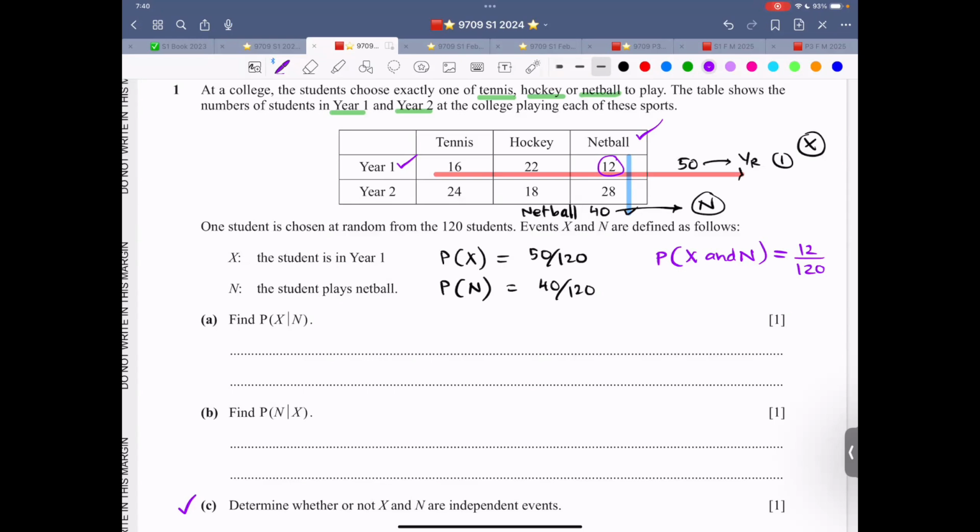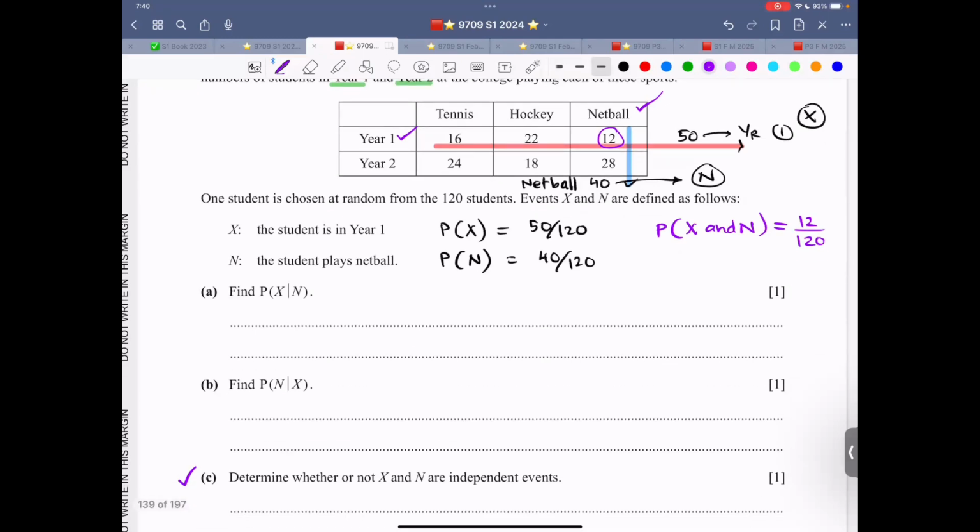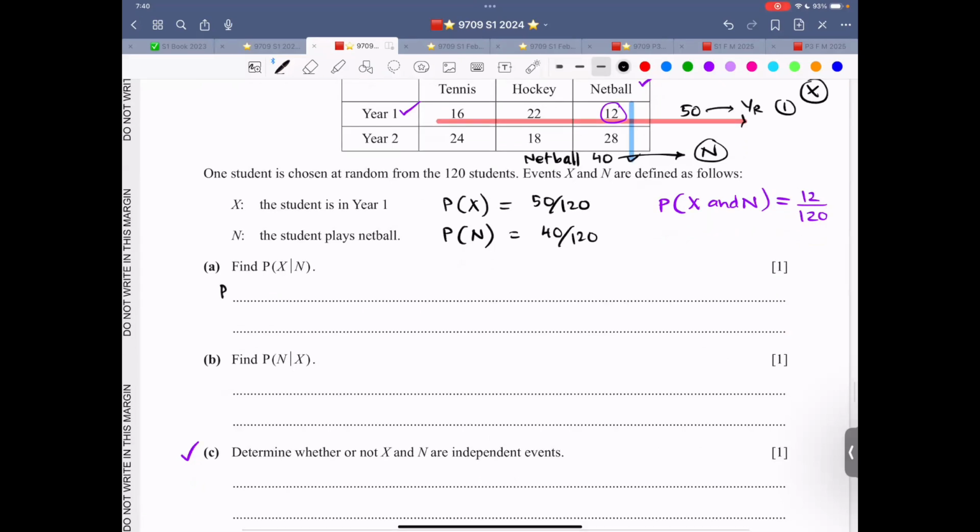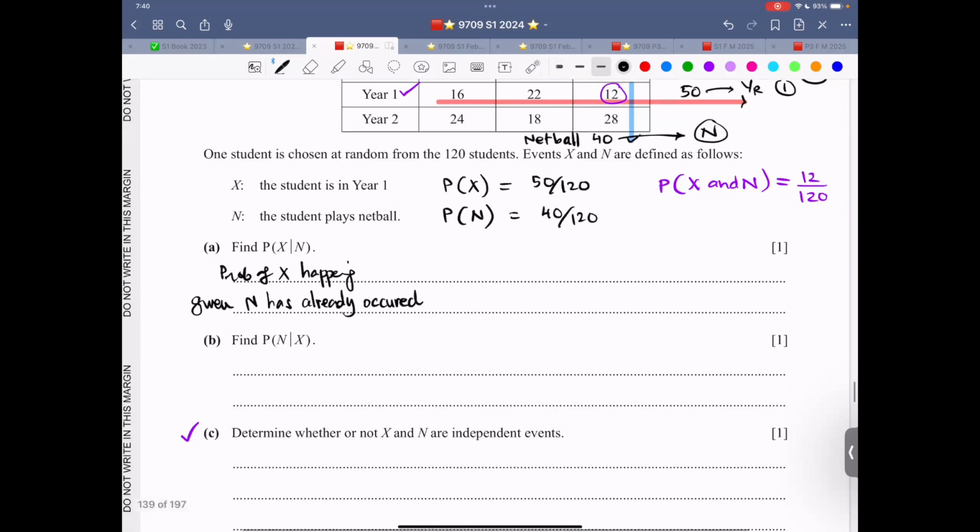So now it says, find the probability. Now, what does it say in the first one? And what does it say in the second one? So now it says X slash N. Let me write this in words. What it says is the probability of X happening given the condition, given N has already occurred. That is the meaning of the statement, X slash N.